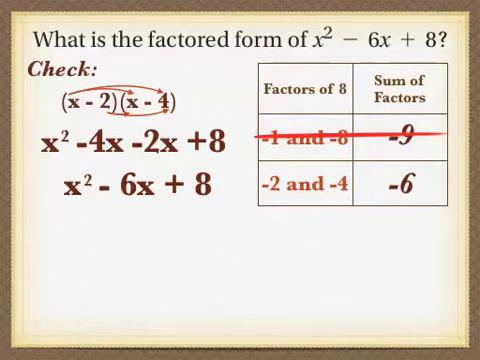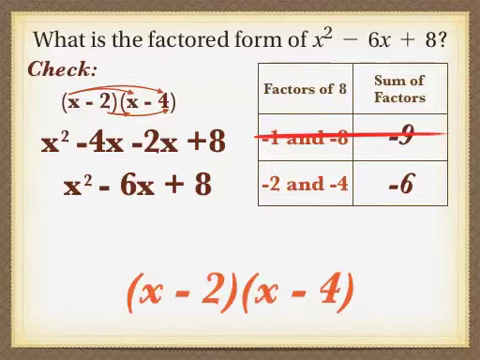And this is what I needed those two binomials to multiply to be, because that is the original trinomial that I started with. So my answer is x minus 2 times x minus 4. Again, you could have x minus 4 times x minus 2, and you would get the same product when you multiply those two binomials. So that order doesn't matter, but you need the two binomials, x minus 2 and x minus 4.